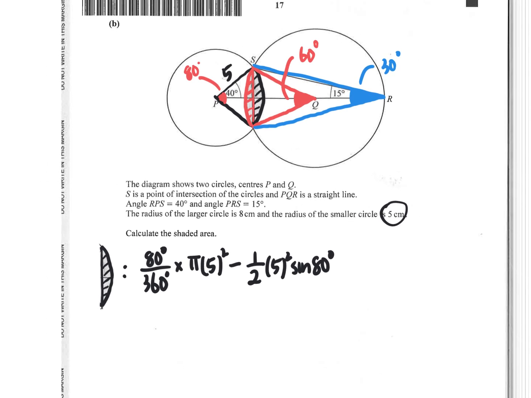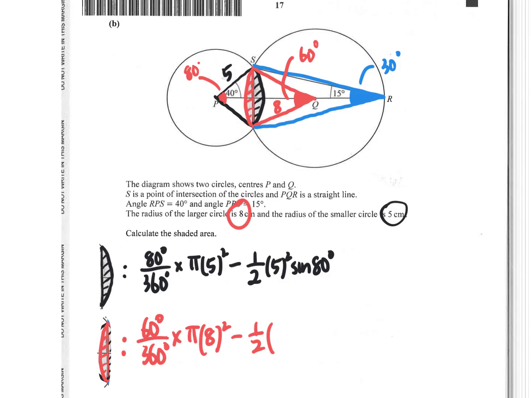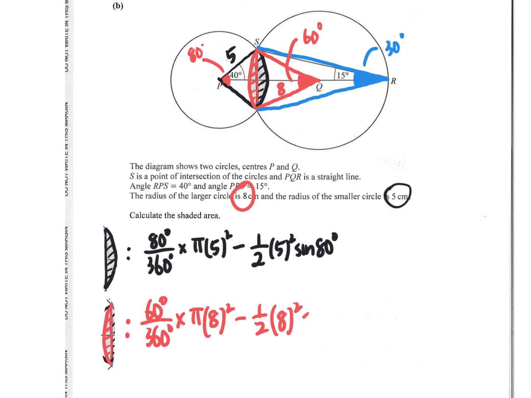So if you can break the question down, actually it is not difficult at all. So 60 over 360 times pi r squared. Then minus half AB sine 60.